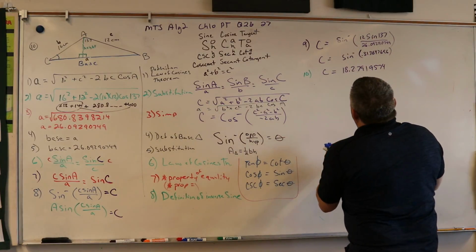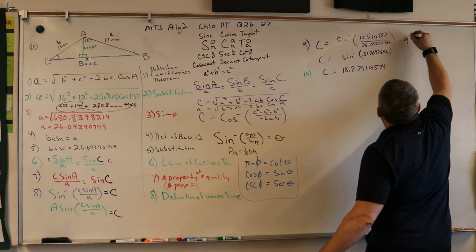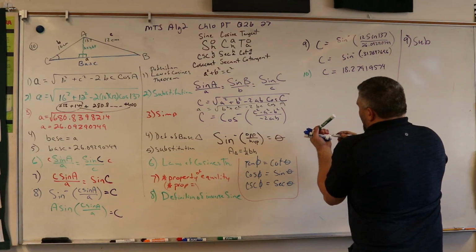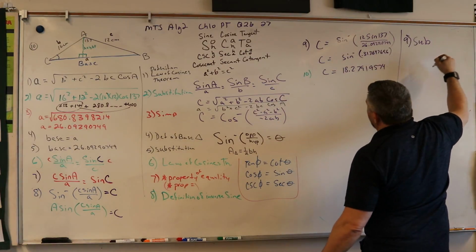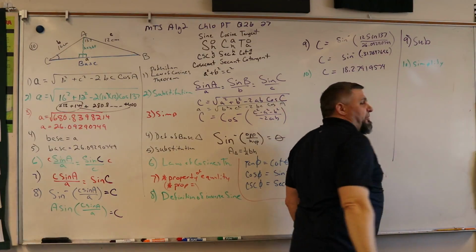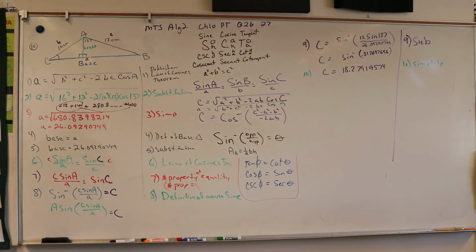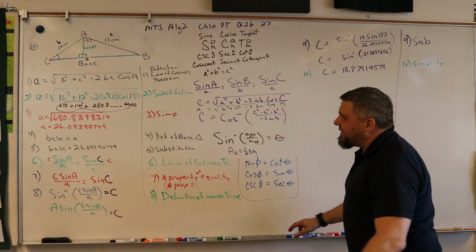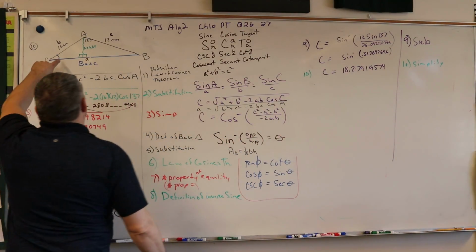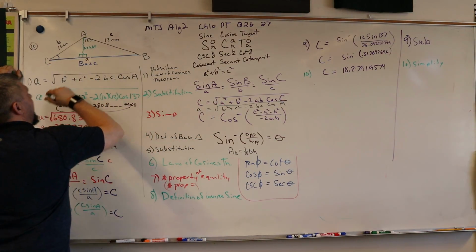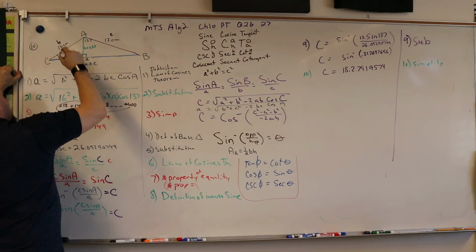So number 9, what is it called when you plug it in? Substitution. Okay? And then what's it called when you simplify it? It's simplified, right? You get what I'm throwing down? Is that still going? Yes. Okay. Woo! We're almost there, people. So now we know what C is. It's basically 18.3. Okay?